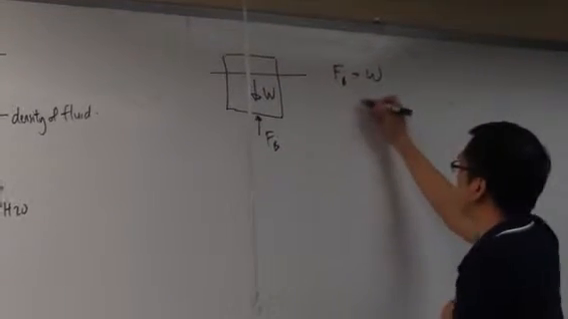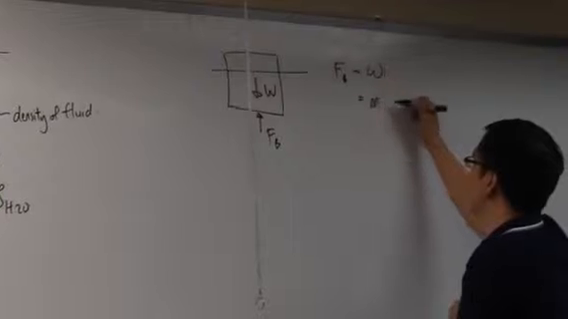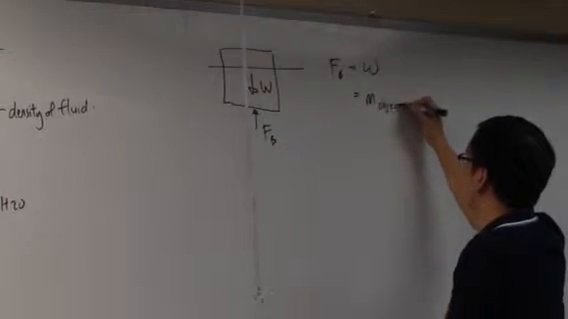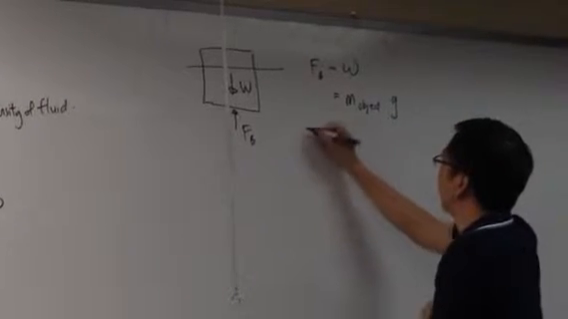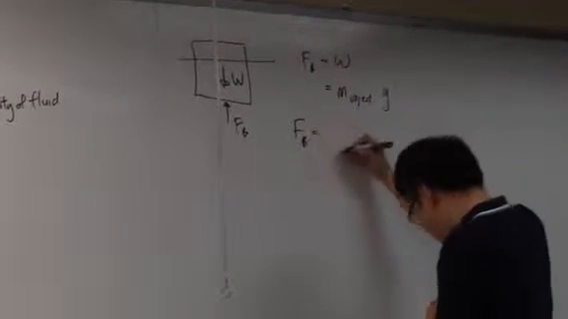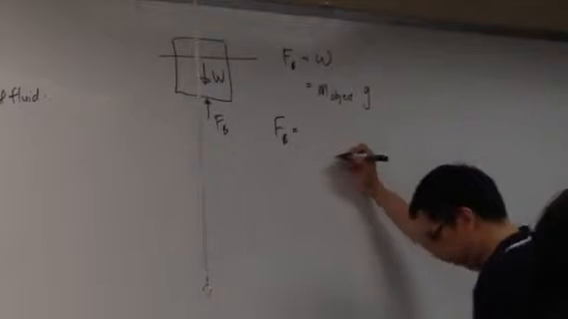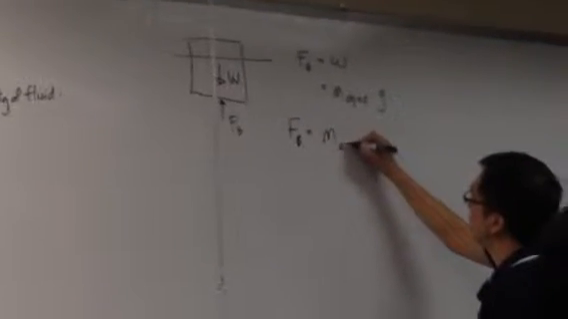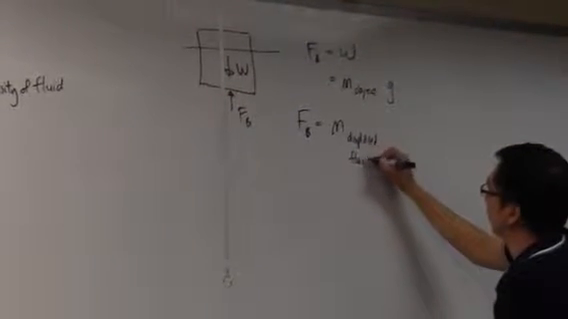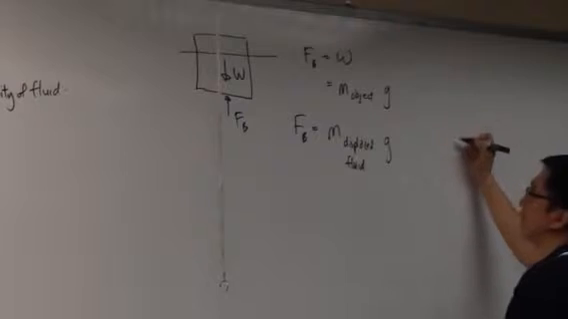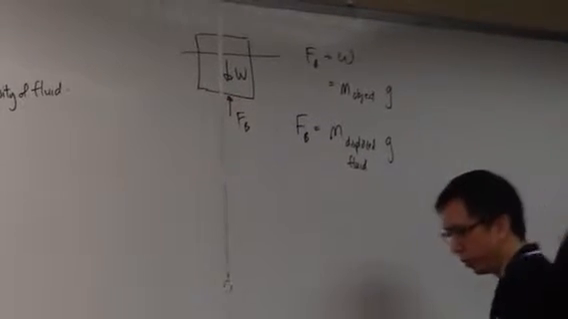W is very easy: the mass of the object multiplied by g. But what is the buoyancy force? It is the mass of the displaced fluid multiplied by g. Then the trick is in determining these two masses.